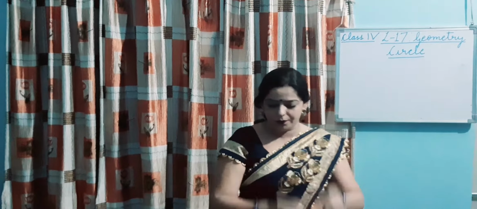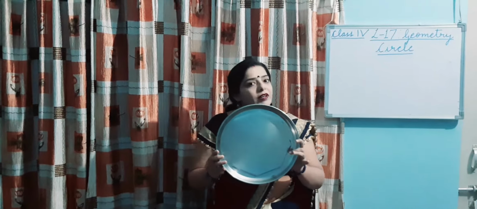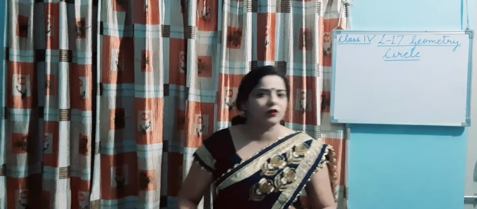This bangle is circle in shape. This 5 rupee coin, that is also circular in shape. And this big plate, that is also circular in shape. And there are many more things which are circular in shape.